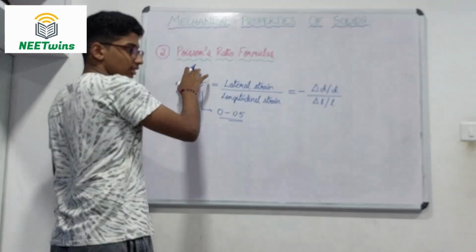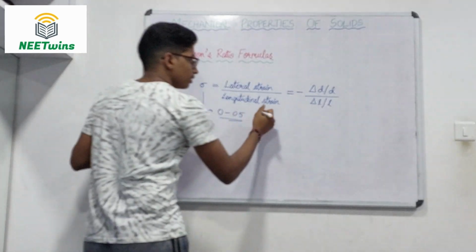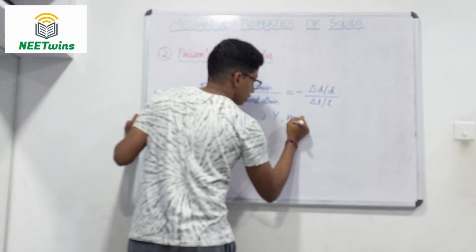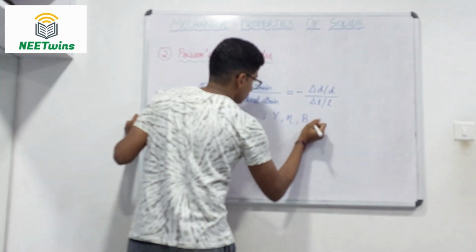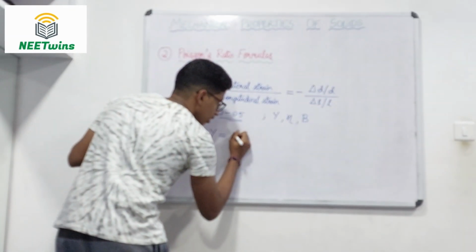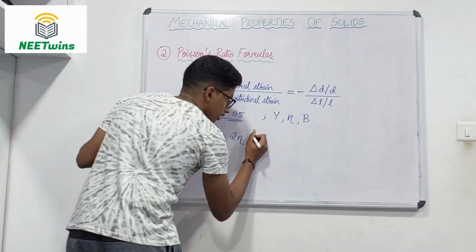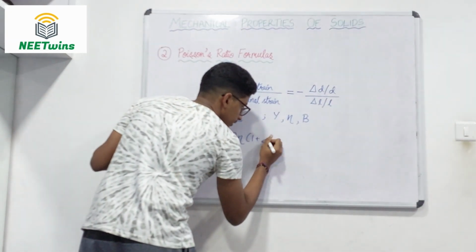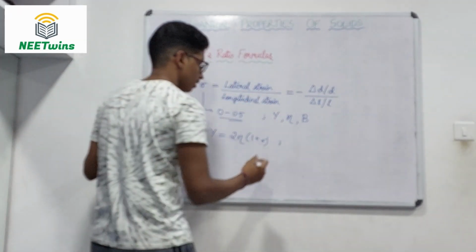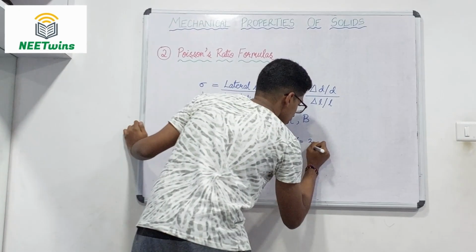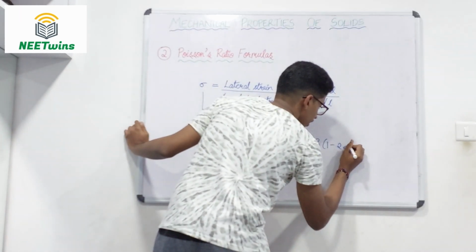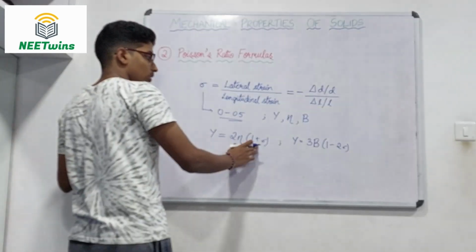So now I'll tell some relations that include Poisson's ratio, that relate the three moduli of elasticity, that is Young's modulus, rigidity modulus, and bulk modulus. One relation is Young's modulus is equal to 2 into rigidity modulus into 1 plus sigma. Another relation is Young's modulus is equal to 3 times bulk modulus into 1 minus 2 sigma. These are the two relations that involve the Poisson's ratio.